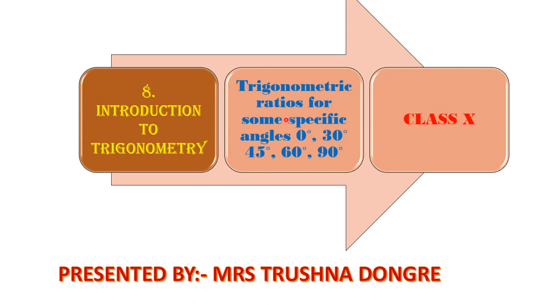Chapter number 8, Introduction to Trigonometry, class 10th. Our topic is trigonometric ratios for some specific angles: 0 degree, 30 degree, 45 degree and 60 degree. So today we'll learn how to find the trigonometric ratios of these specific angles. So let's start.